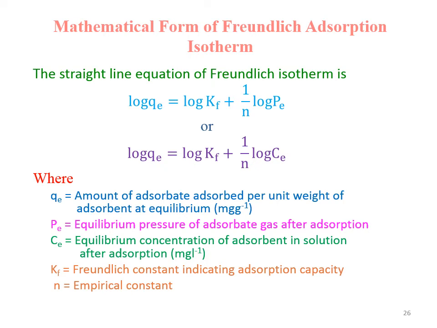And if we have an adsorbate in the form of a solute in a solution, then the straight line equation of the Freundlich adsorption isotherm is represented by log of QE becomes equal to log of KF plus 1 over n into log of CE.